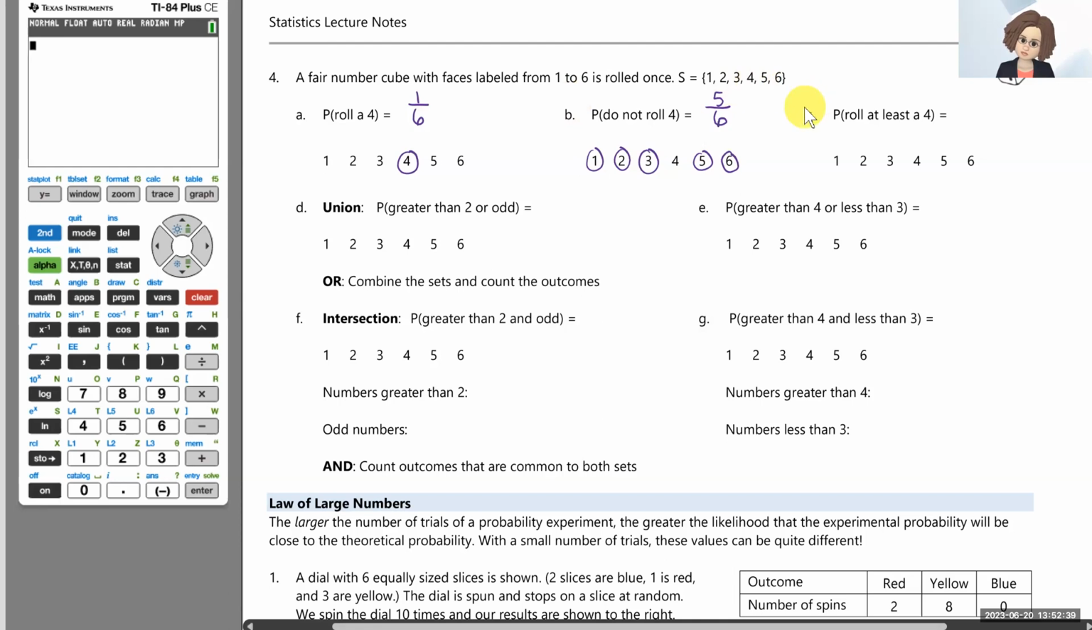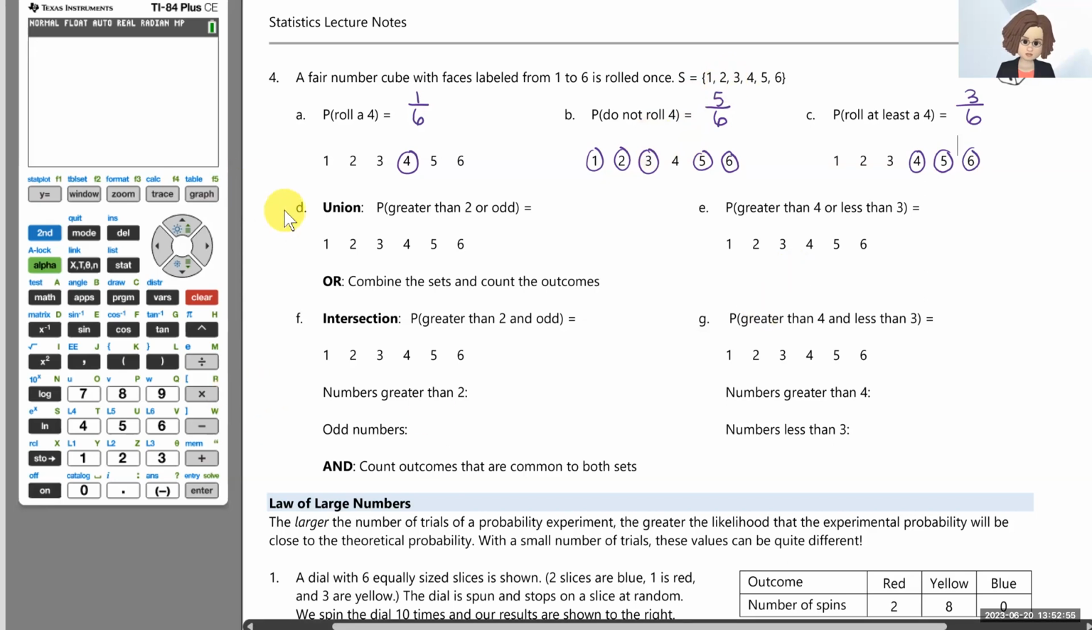All right, and probability of rolling at least a 4. So at least 4 means 4 or more. So 3 values out of the 6. And we're just staying in fraction here, and you don't need to reduce.